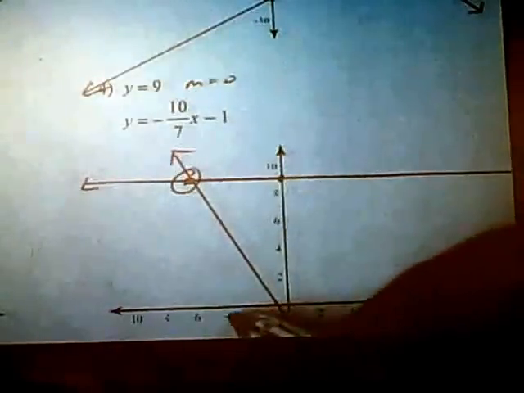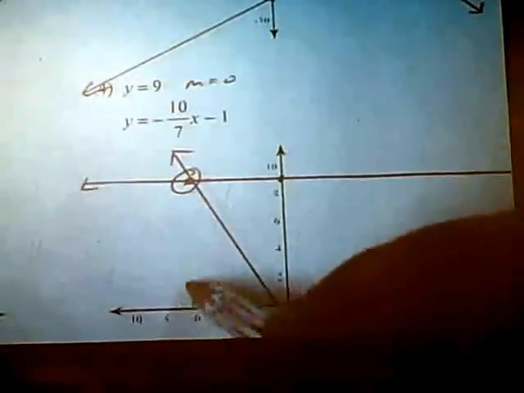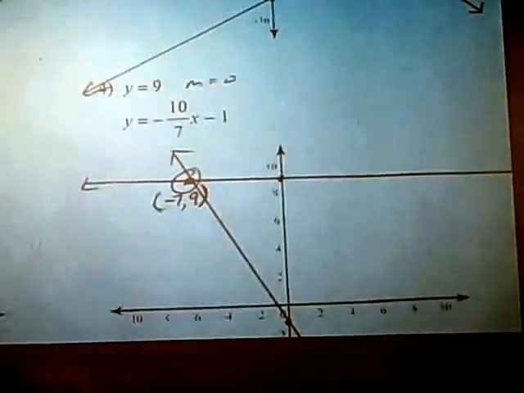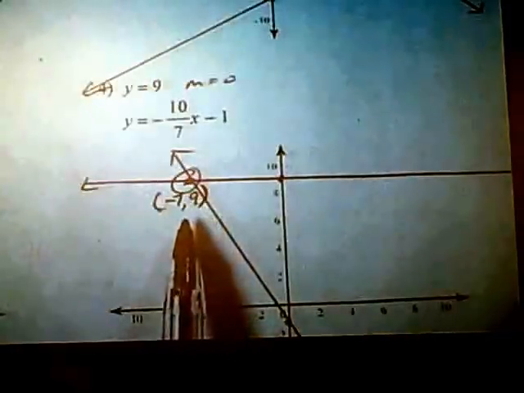So what we do is we count over first. So we're going to go over -1, 2, 3, 4, 5, 6, 7. It's -7 over. And then go up, looks like to about 9. So the answer here is -7, comma 9. -7, comma 9. So our answer to this system of equations would be -7, 9. That is the point they both share.